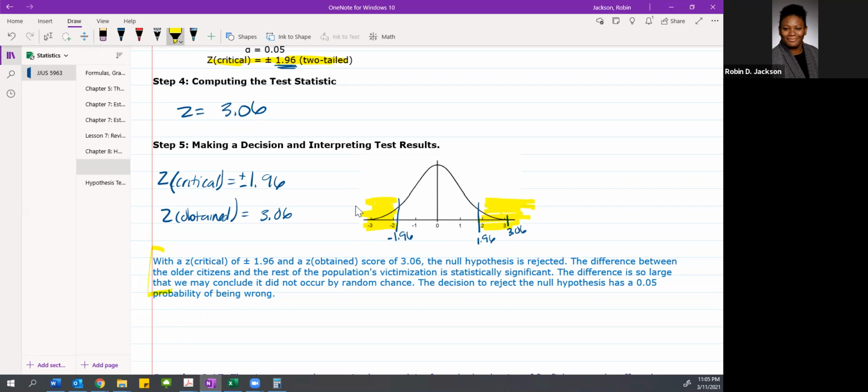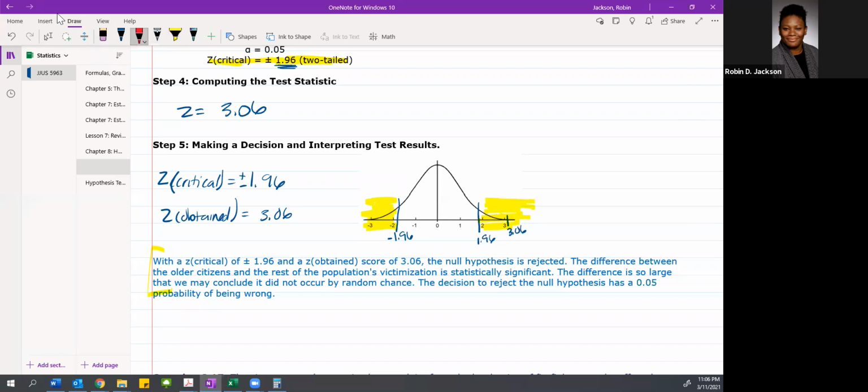And sometimes that can come into play because let's say that the number was, instead of 3.06, let's say the Z obtained had been, oh, I don't know, let's say it had been 1.88. Okay, let's just say it had been 1.88.